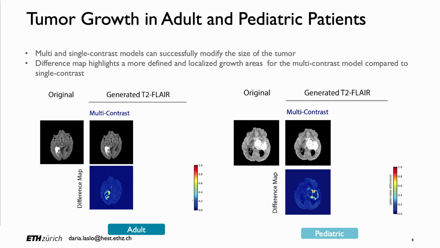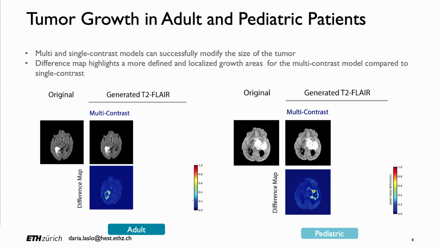Now I want to show you the results of how this works. You can see here examples of both adult and pediatric patients and how the tumor grows. If you're having trouble identifying the parts where the tumor grows, you can have a look at the difference map. There are a few things to point out here. The first one is that the tumor expands around the edges of the initial tumor, which is what you would expect to see in reality.